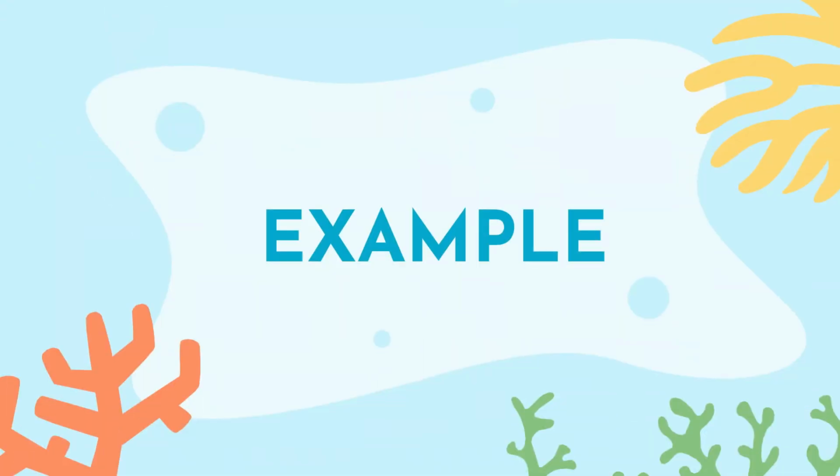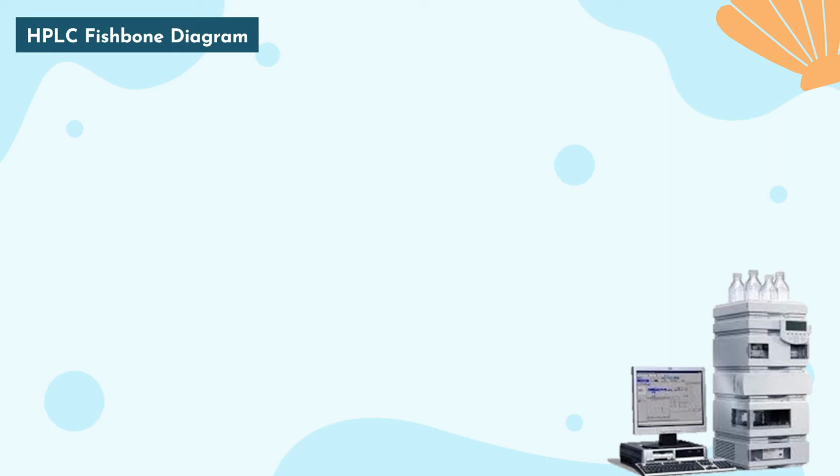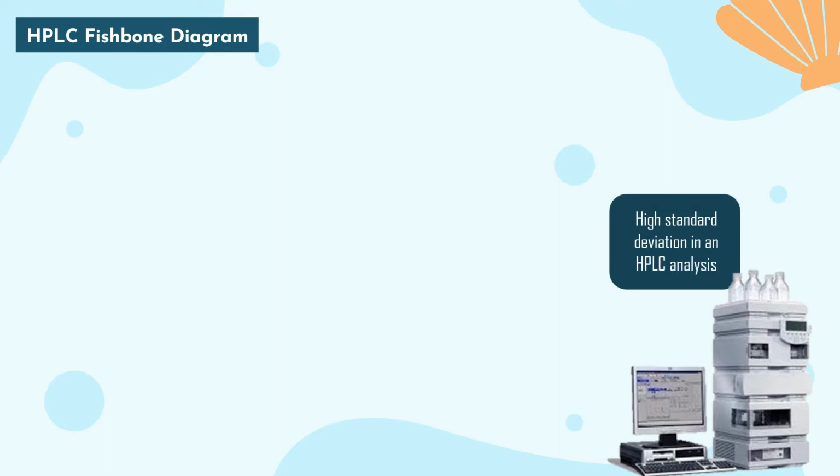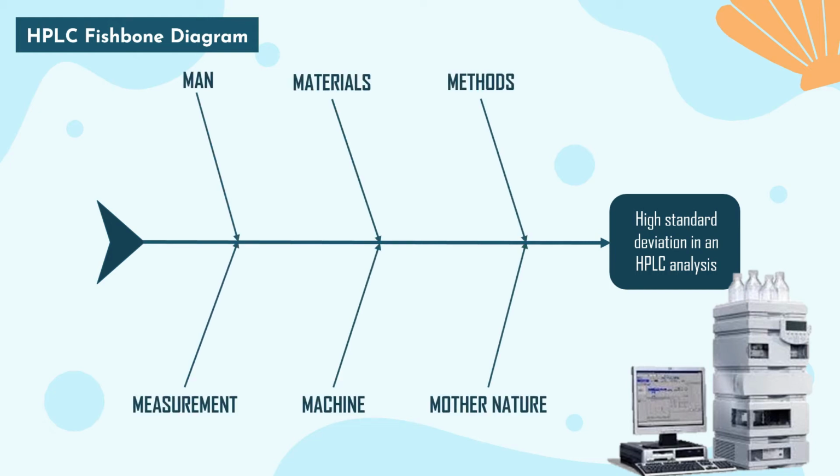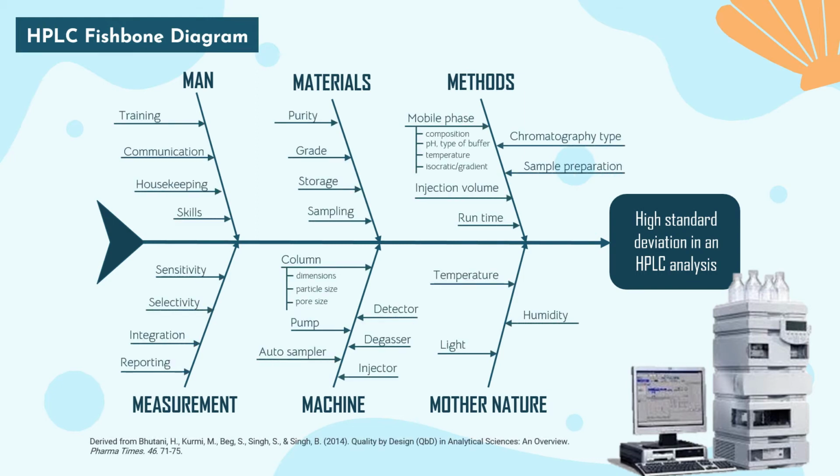Let's have an example. In this hypothetical problem, we are considering the high-performance liquid chromatography, or HPLC analysis of a raw material, and the results varied with greater than the expected standard deviation. So we'll write that problem in the head. Next, we can use the 6M model to get a simplified framework for our categories, then identify all contributing factors.